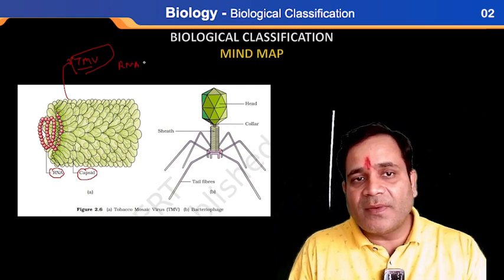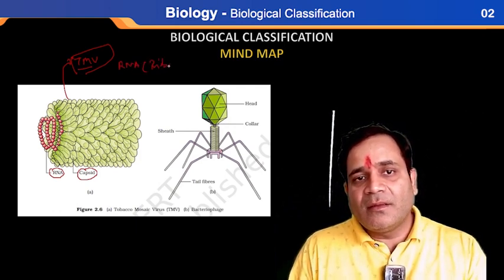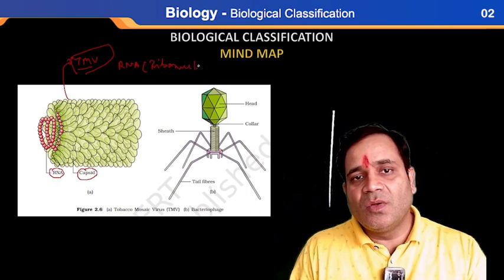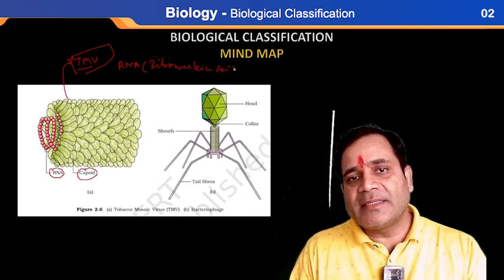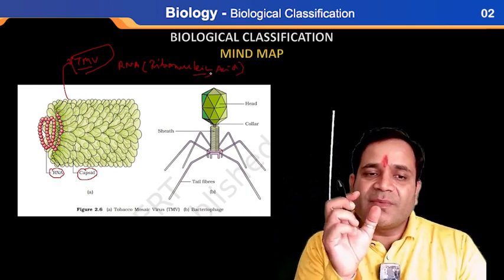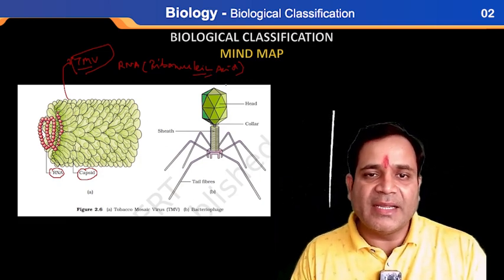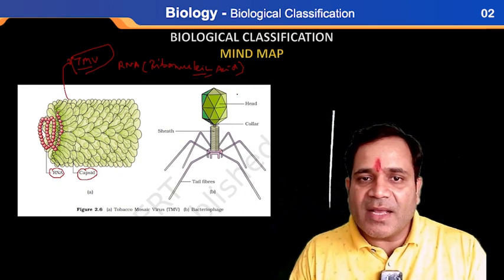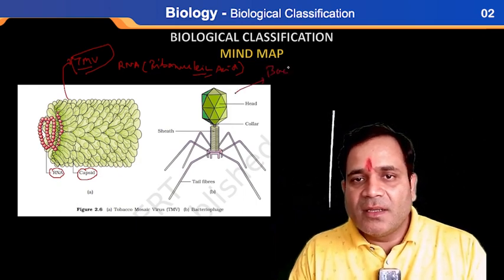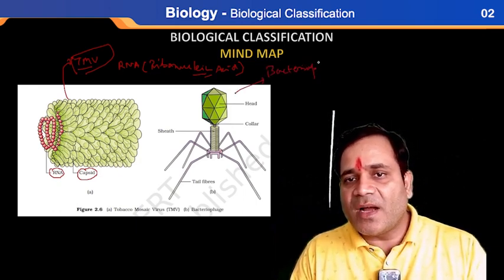What is the full form of RNA? That is ribonucleic acid, my dear. Okay, so this one is the tobacco mosaic virus, which contains RNA, and these all are the capsid. And what about the bacteriophage? See, this one is the bacteriophage, my dear.